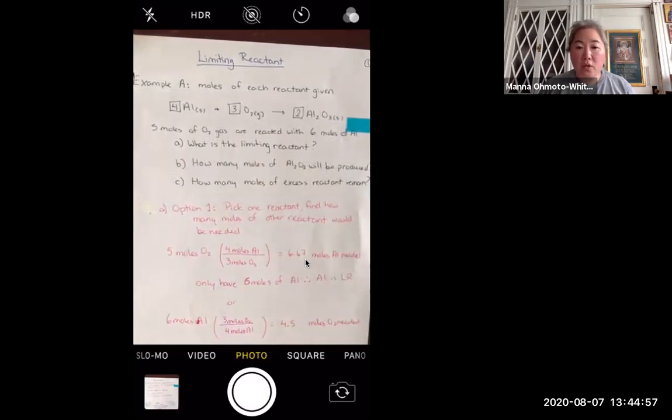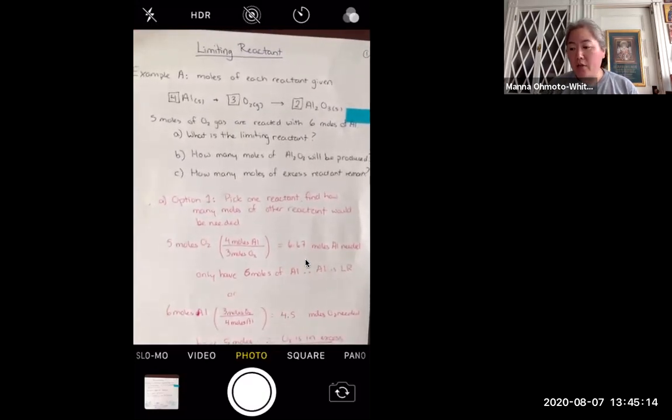Well, if you remember from the stoichiometry problems, if I'm going from moles A to moles B, I only need to use one set of parentheses. So this is the easiest limiting reactant problem and therefore probably one you're not going to encounter unless you're really lucky. So I have 2 options as to how to tackle A. I can either pick one reactant and find out how many moles of the other reactant would be needed.